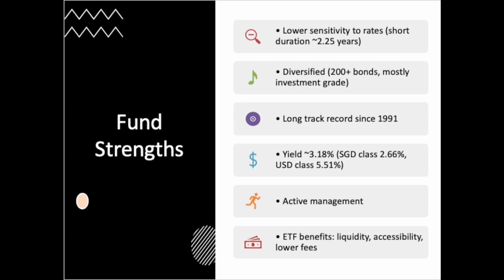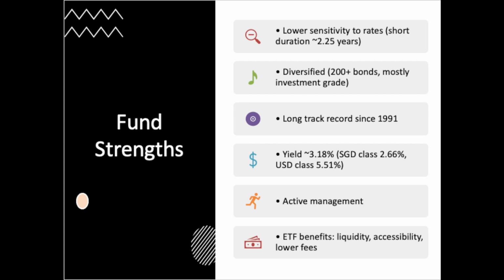First, as we touched on, lower sensitivity to interest rate changes. Its short duration, averaging 2.25 years as of late July 2025, means its price doesn't swing as wildly when rates move compared to longer duration funds. Less volatility. That duration number, 2.25 years, gives a concrete sense of that sensitivity, doesn't it? It does.